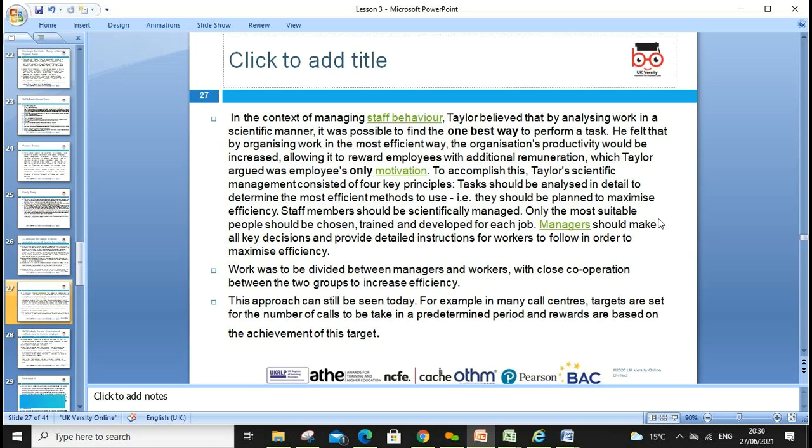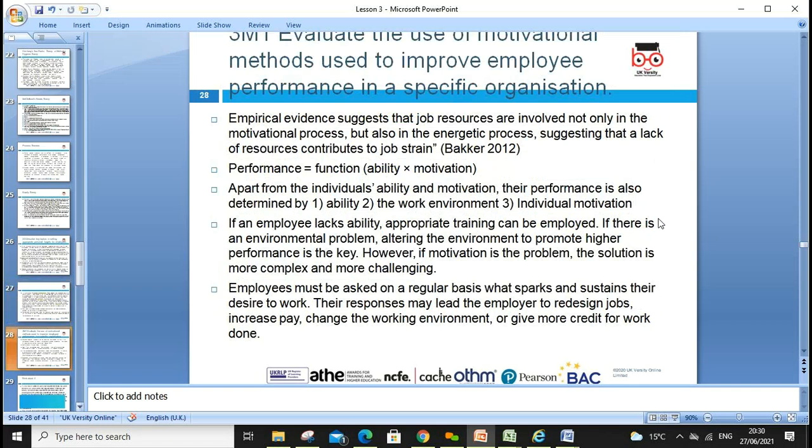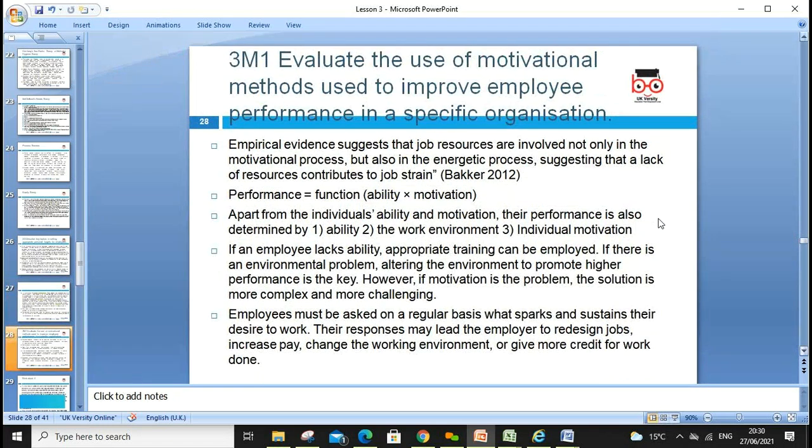Taylor's scientific management consists of four key principles. Tasks should be analyzed in detail to determine the most efficient method to be used. Managers should make all key decisions and provide detailed instructions.